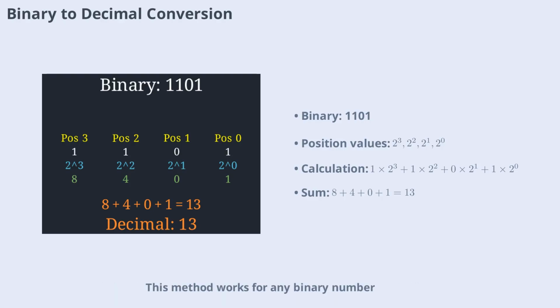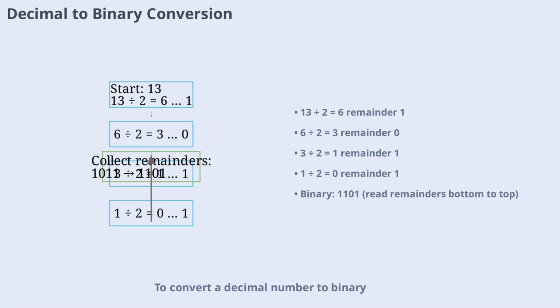This method works for any binary number, making it easy to translate between systems. To convert a decimal number to binary, repeatedly divide the number by 2 and record the remainders. For example, to convert 13 to binary, divide 13 by 2 to get 6 remainder 1, then 6 by 2 to get 3 remainder 0, and so on until you reach 0. Reading the remainders from bottom to top gives you the binary number 1101. This process is systematic and can be applied to any decimal number.